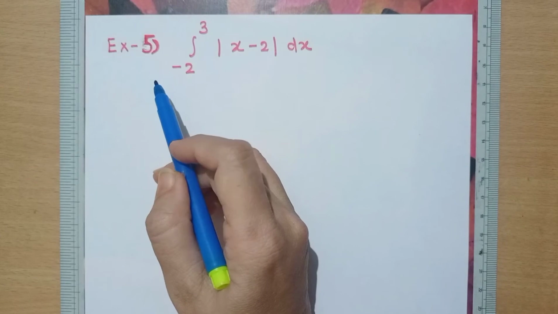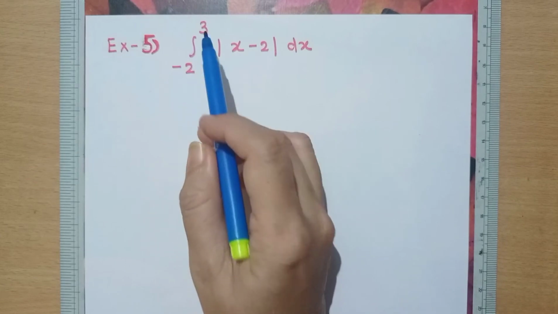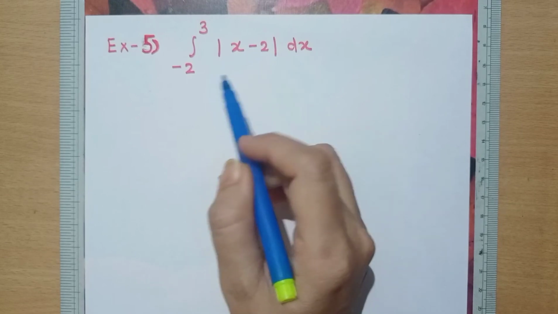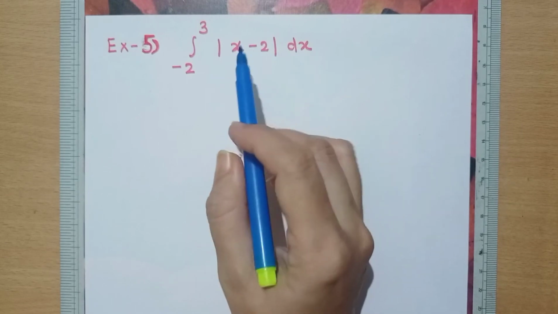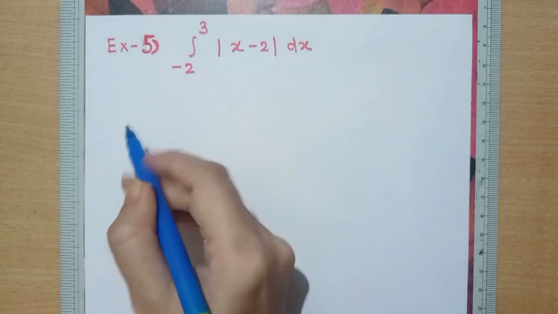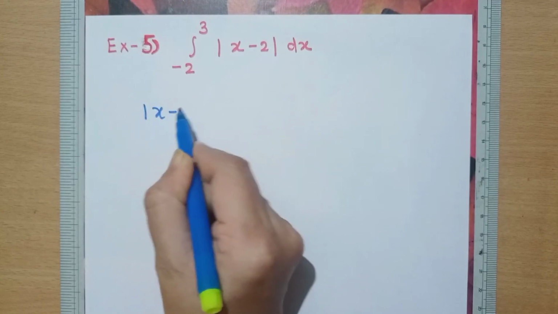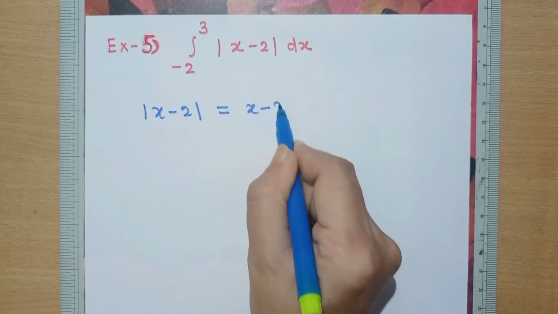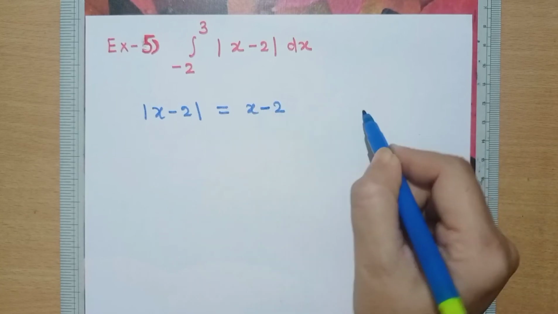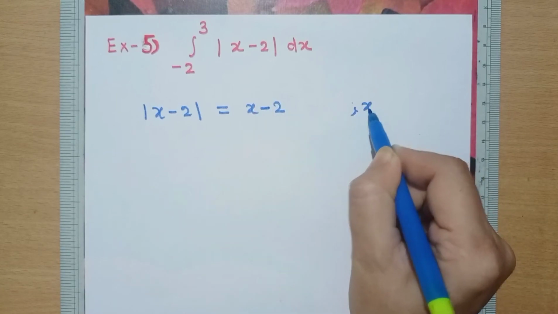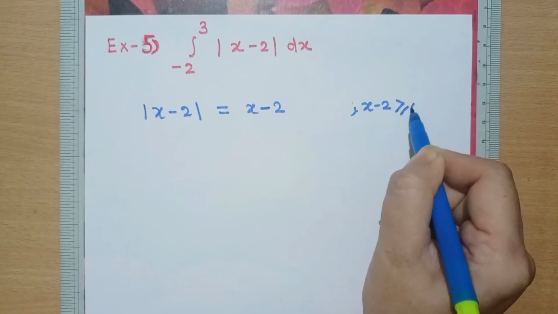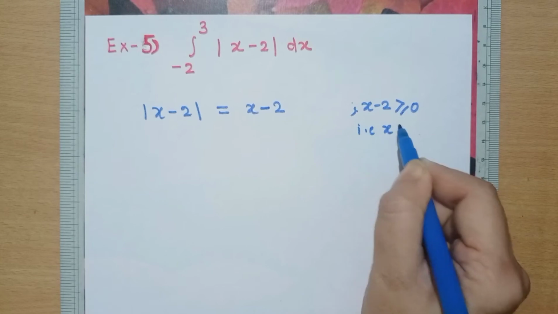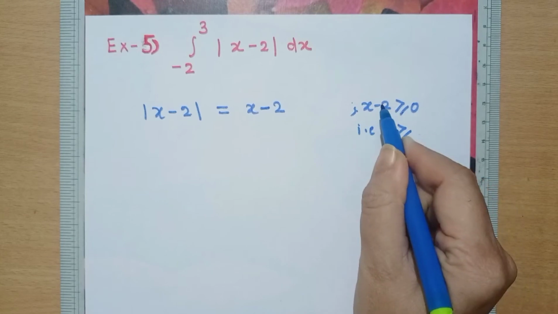This is our fifth example: integration from minus 2 to 3 of mod of x minus 2 dx. Again here we have a modulus function. So consider this function, mod of x minus 2, equal to x minus 2 when x minus 2 is greater than or equal to 0. That means x must be greater than or equal to 2.